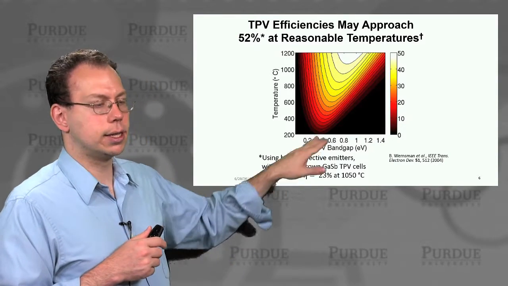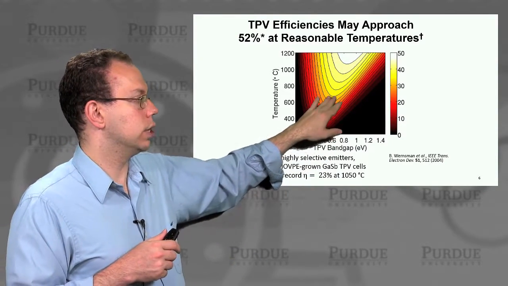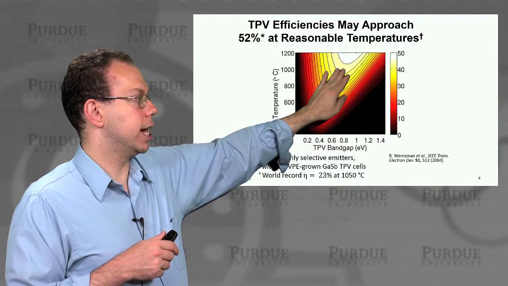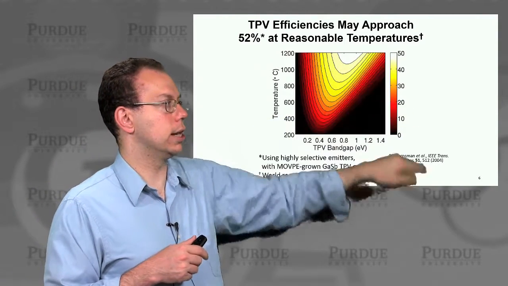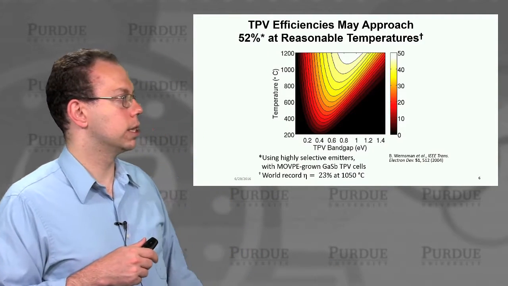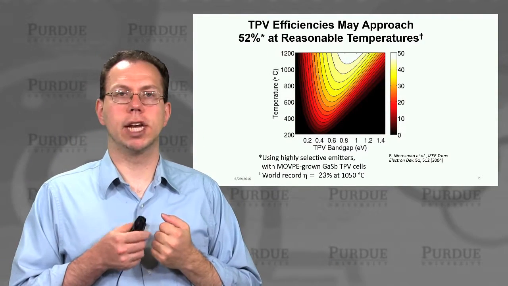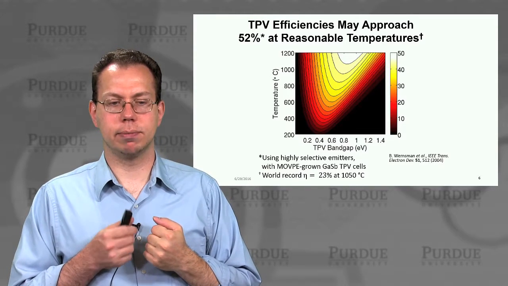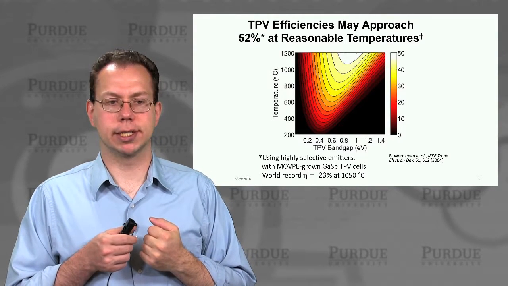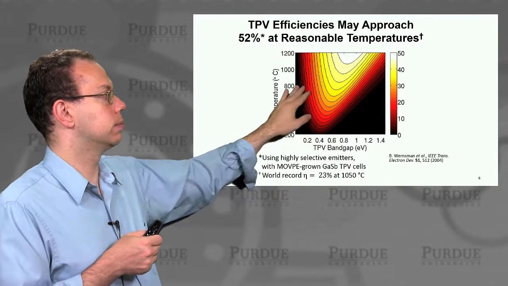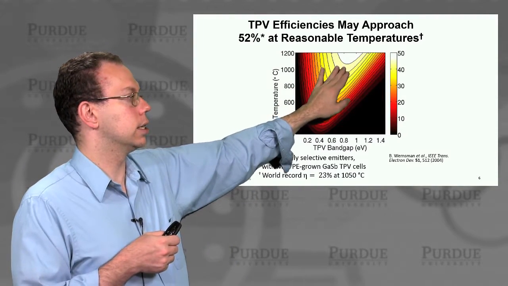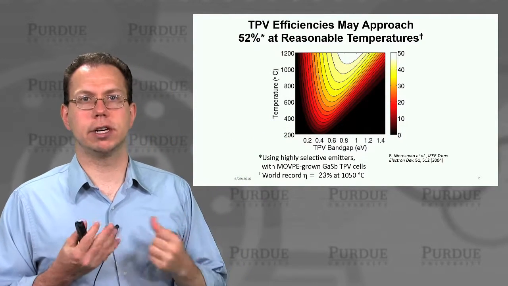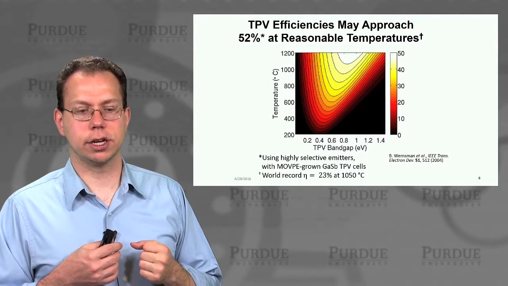Then we find that the efficiency will increase as a function of TPV band gap and temperature in almost a linear fashion. But there's always going to be an optimal range of band gaps for any given emitter temperature. And like I said, 0.7 eV is a common choice for operating temperatures between maybe 900 to 1200 C, which is a fairly typical range of temperatures that you could achieve.